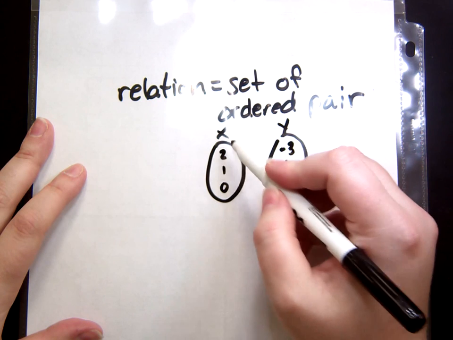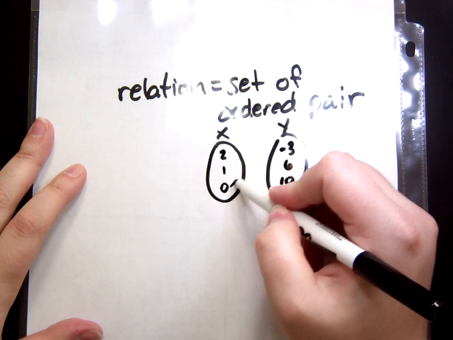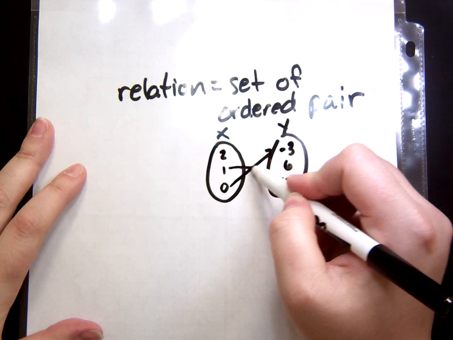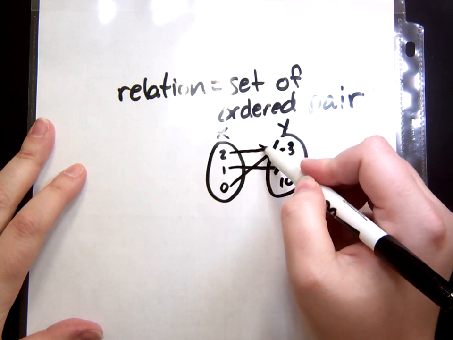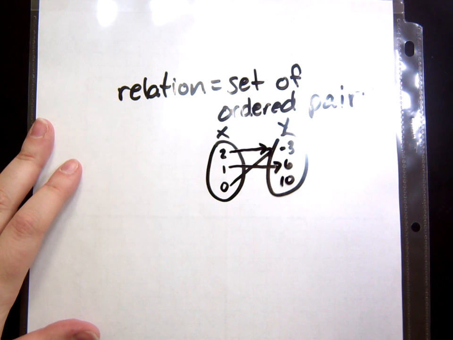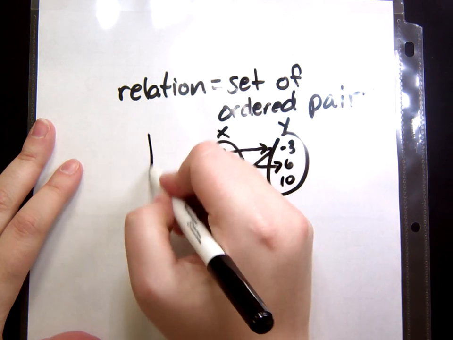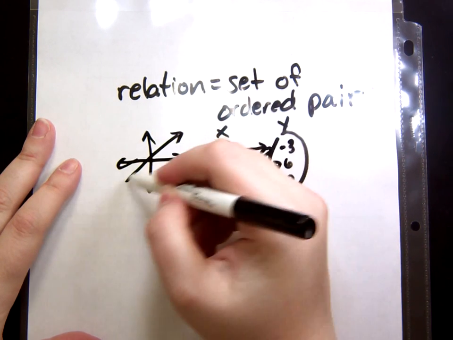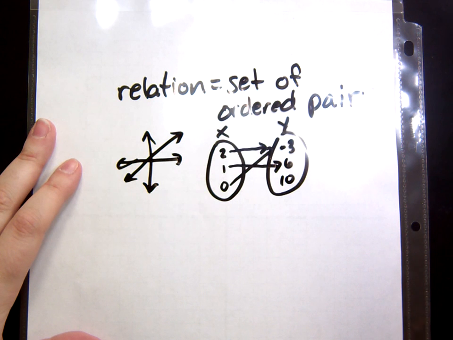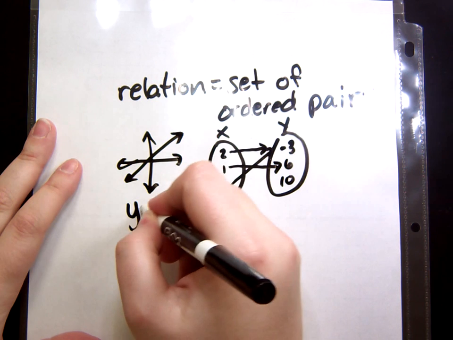X's are your inputs, Y is your output, and it'll show you what, if any, numbers go to which ones. You can also express relations on a graph. So, a linear graph like this, that's an example of a relation. You can also express it in an equation like y equals x.